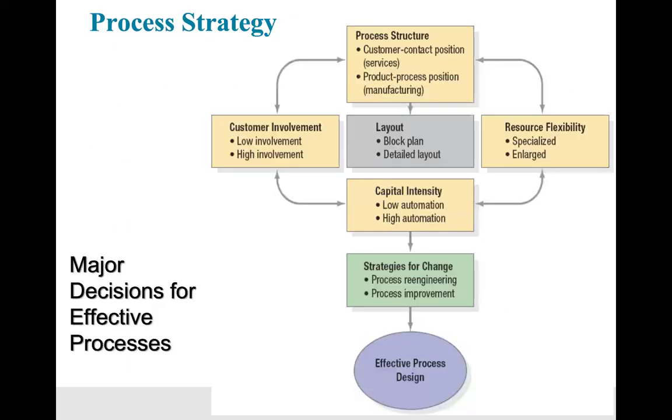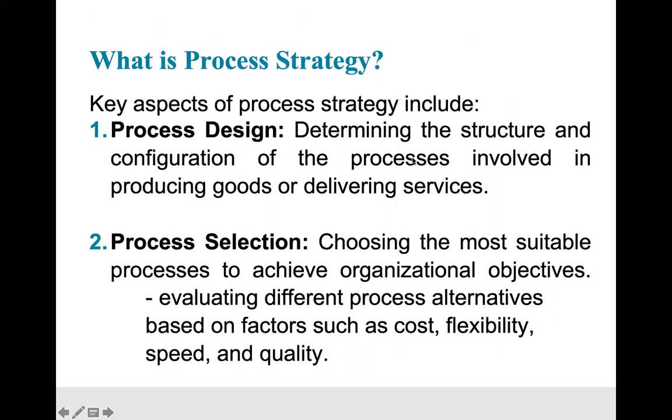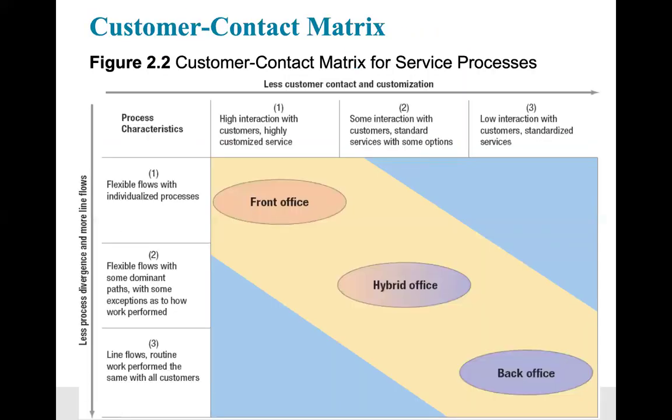Okay, now let's talk about the customer contact matrix. This is part of, if you go back to the very beginning of what I talked about, okay? You might want to try and figure out for a given process, where does it fall along the customer contact matrix? So this is a customer contact matrix, okay? And typically with the services, a process is going to be positioned either as a front office process, a hybrid process, or a back office process, okay?